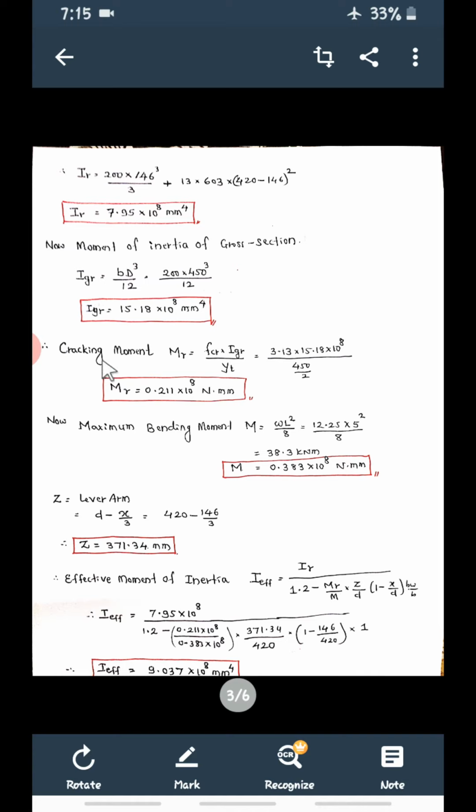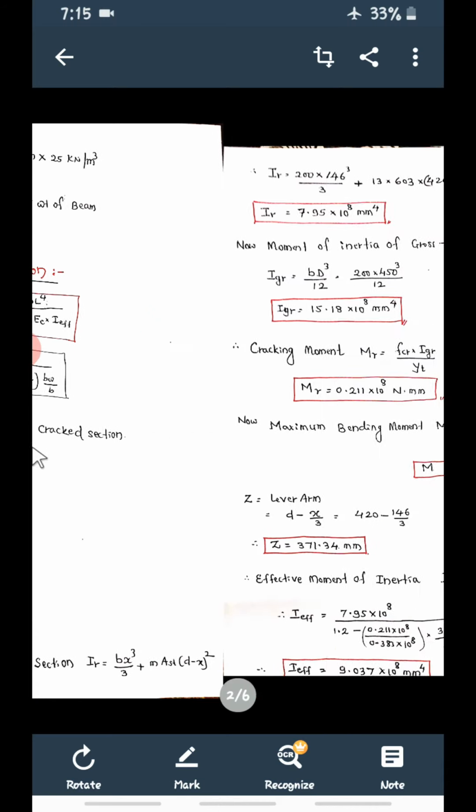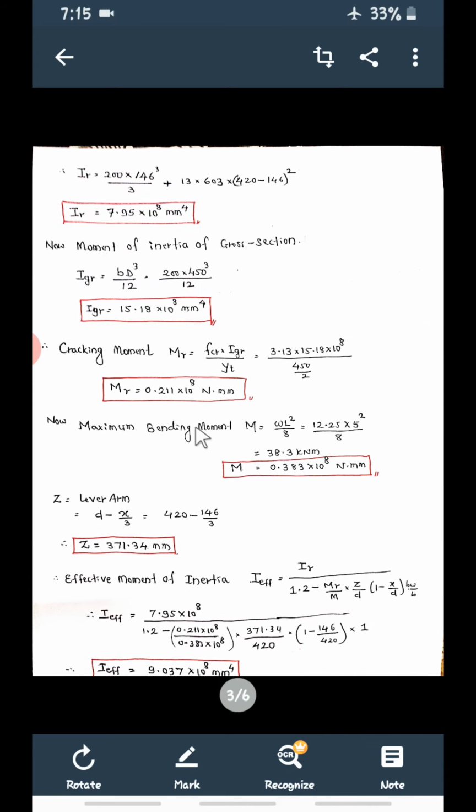Therefore, cracking moment MR. Here you have to calculate MR. The formula for MR is FCR into IGR divided by YT. FCR, the tensile strength of concrete, was already calculated in the beginning. YT is capital D by 2, that is 450 by 2. From this we can calculate MR. Cracking moment MR is equal to 0.211 into 10 raised to 8 Newton mm.